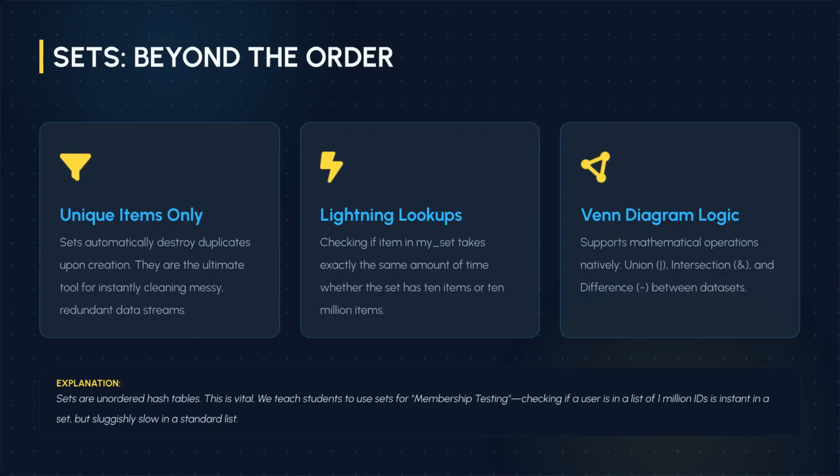Sets are unique, unordered hash tables. They automatically destroy duplicates upon creation, cleaning up redundant data. They offer lightning lookups for membership testing, which is fast regardless of the set size. Sets also support native mathematical operations, like union and intersection.